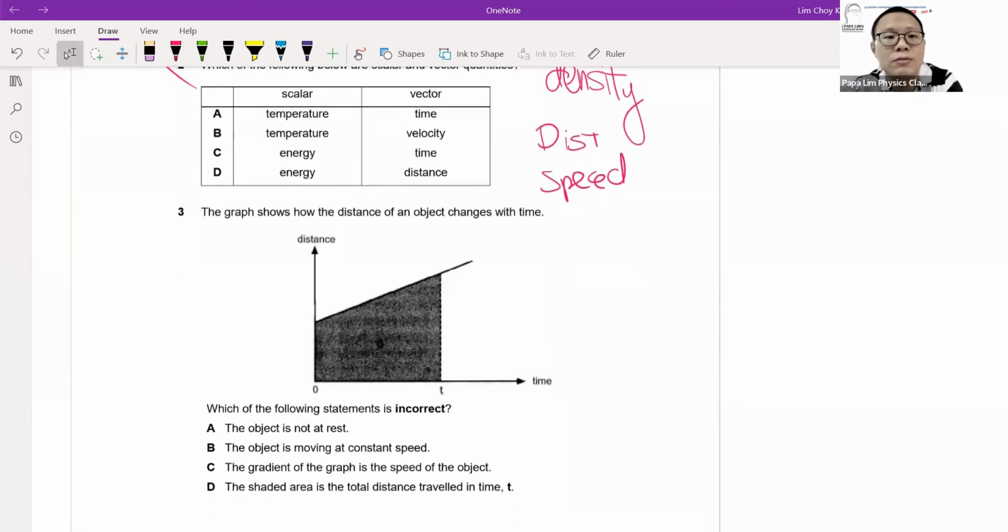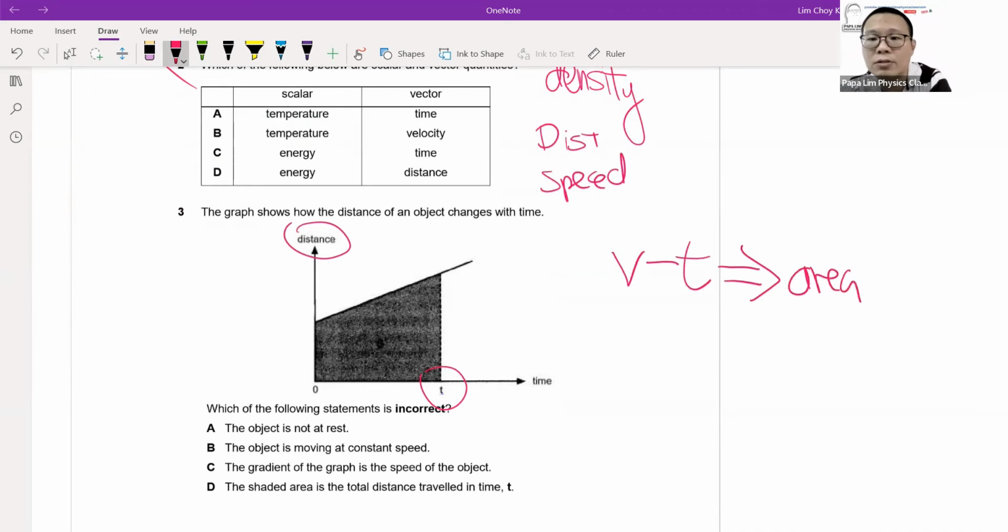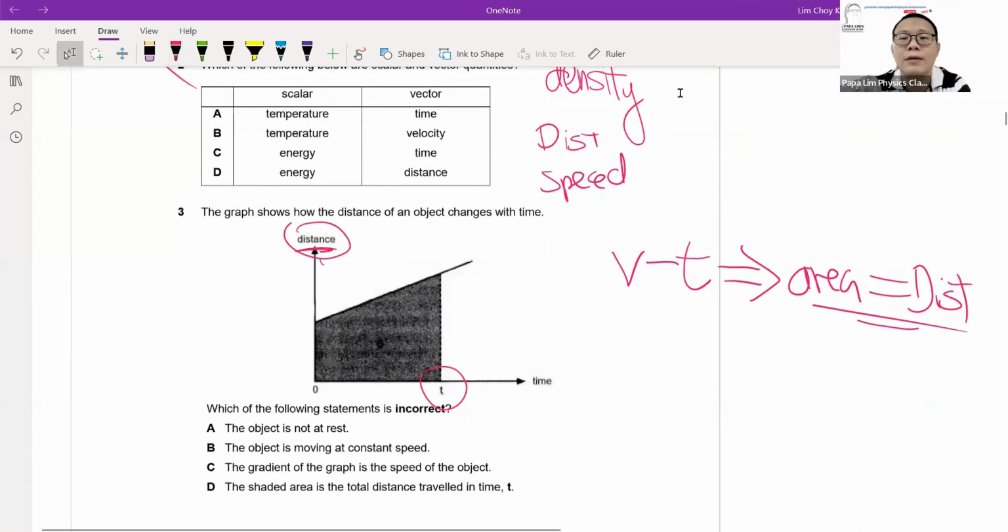Now, for question 3, you have a distance-time graph. I remember, a distance-time graph. If it's a velocity-time graph, yes, the area under it will be equivalent to what we call your distance traveled. Remember, it's a velocity-time graph. In this case, the question given is actually a distance-time graph. So note the differences.